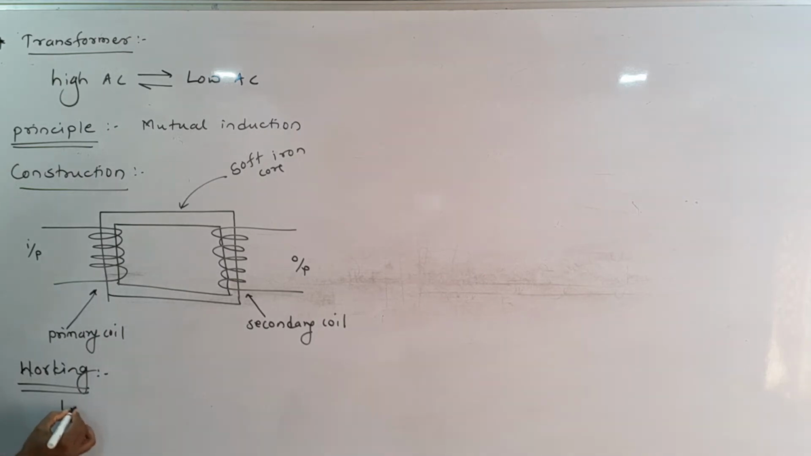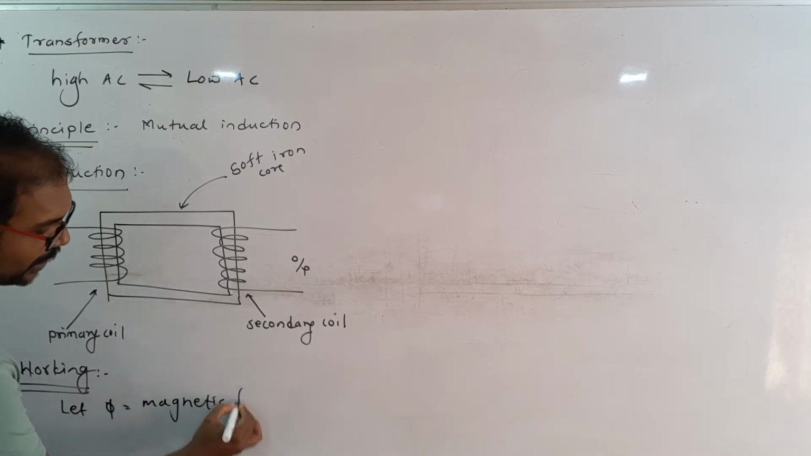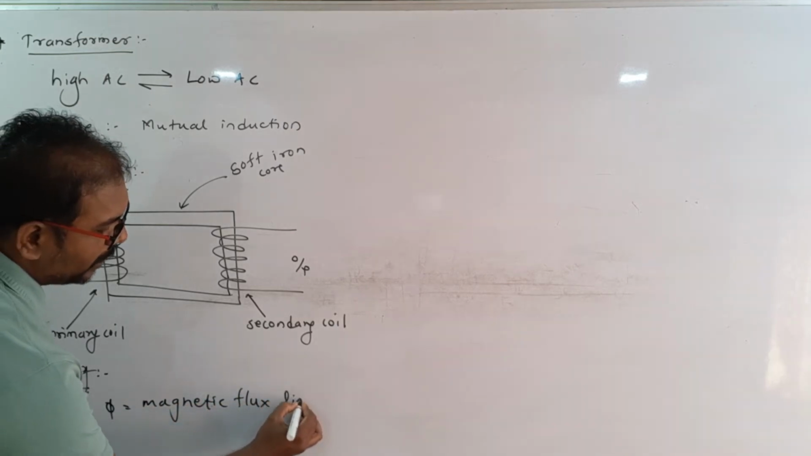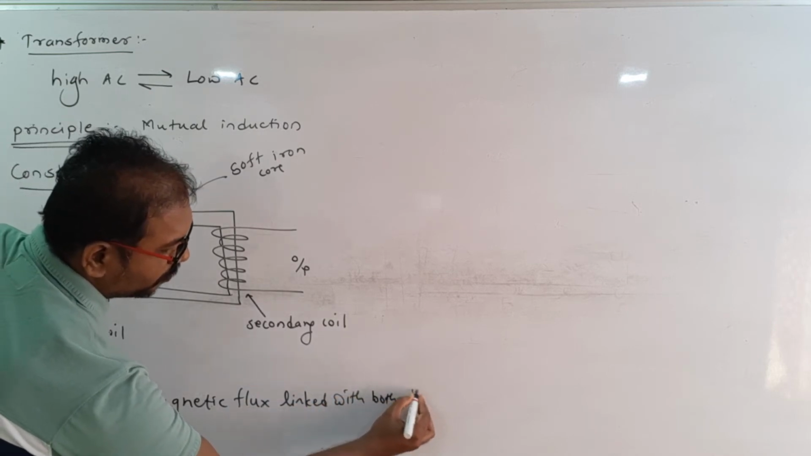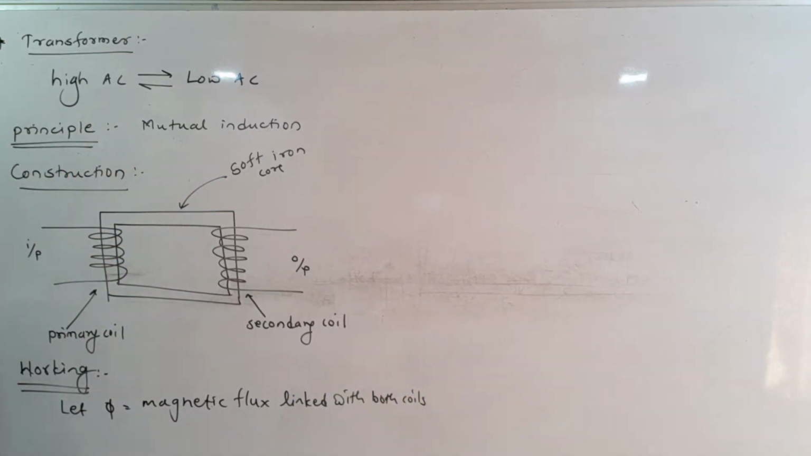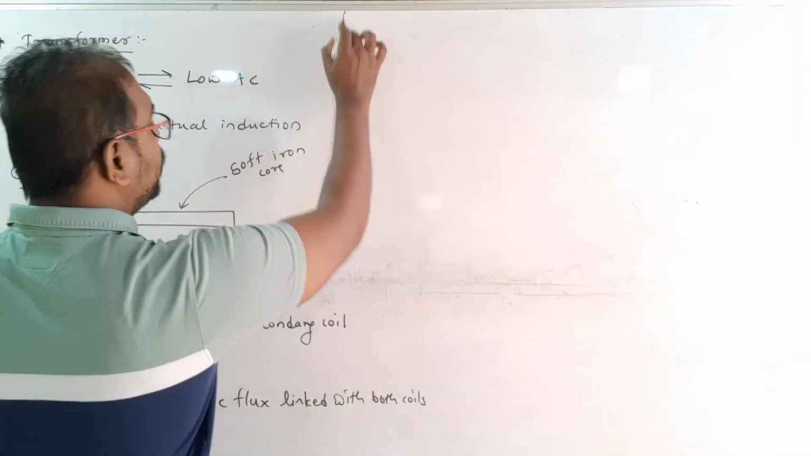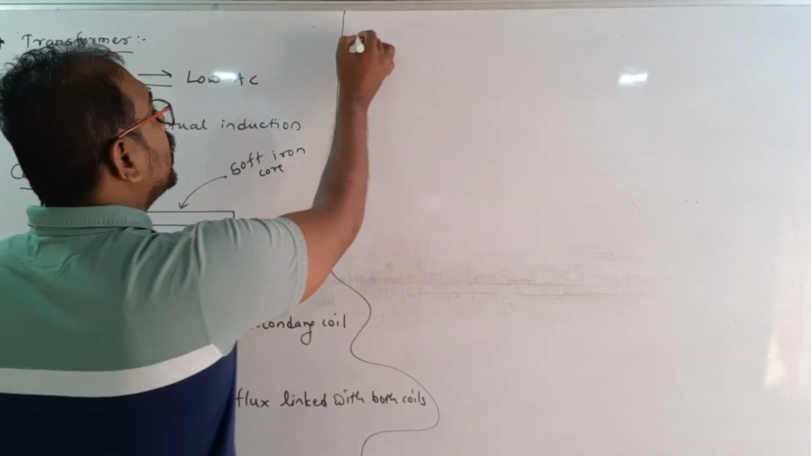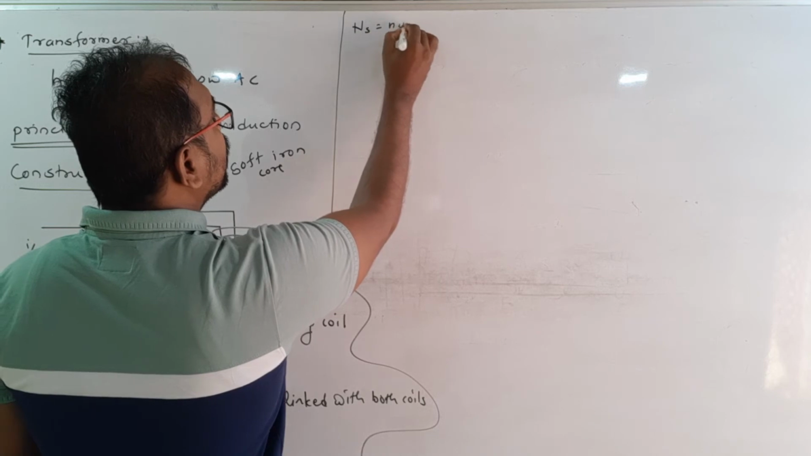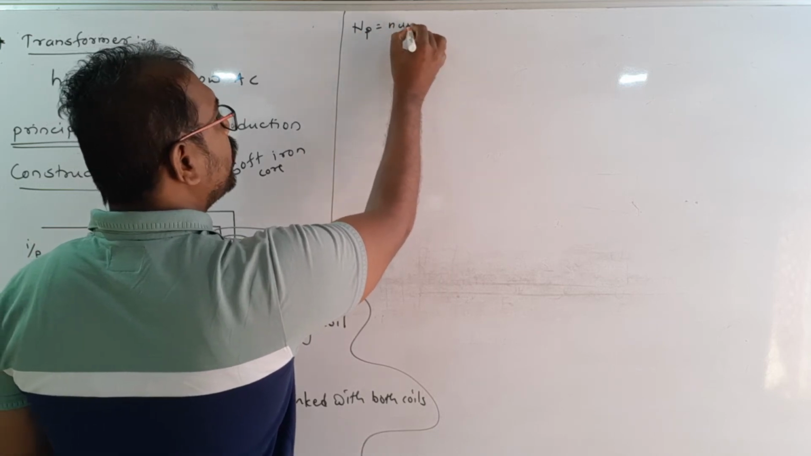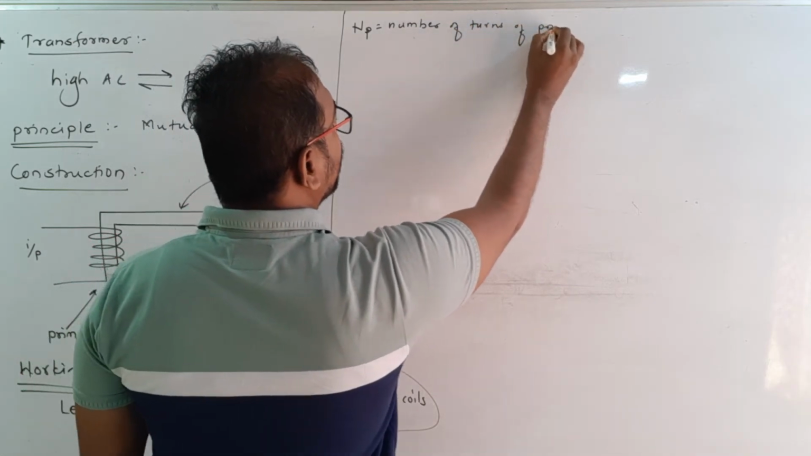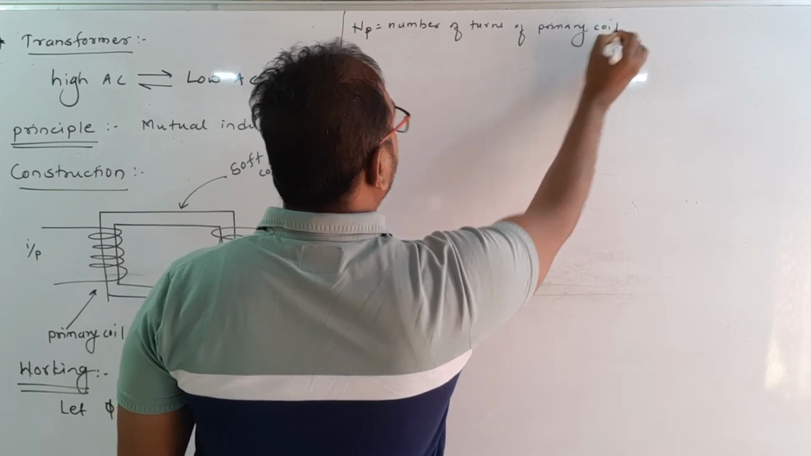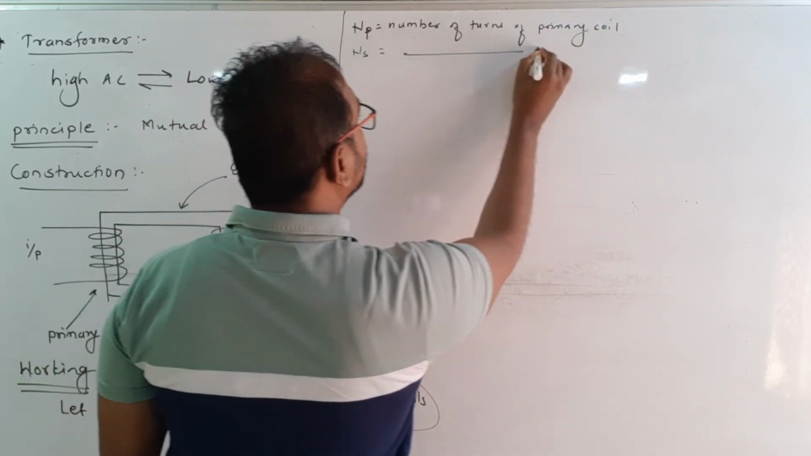Now let's consider that phi is the magnetic flux linked with both coils. Then I can consider a few terms. Let me write them here. NP, number of turns of primary. NS, number of turns of secondary coil.